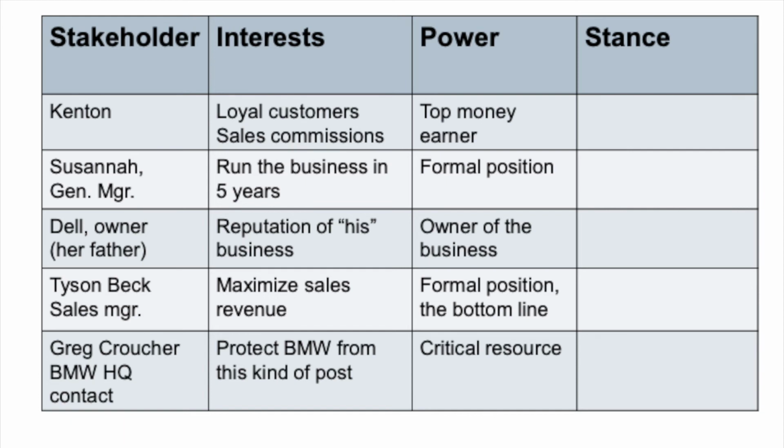Greg Croucher is an example of a stakeholder who is not even in the company. He is the contact at BMW. Those are the other cars sold at the dealership. He is watching, and he comments that he was relieved that this negative post didn't happen with the BMW launch. Susanna has to consider how to keep his goodwill because his source of power is that he provides a critical resource for her dealership, the BMWs.